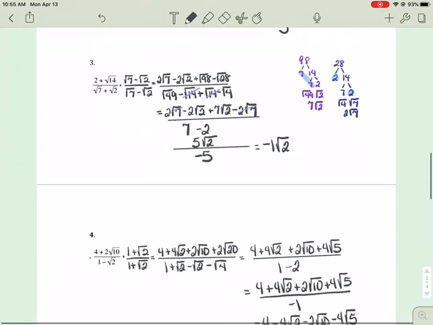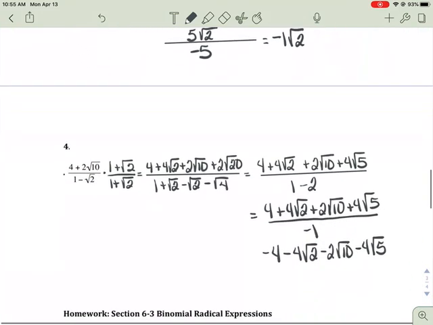All right, so let's take a look and see if you got the same answer as I did. So our conjugate would be 1 plus the square root of 2, both numerator and denominator. FOIL. Okay, so I got 4 plus 4 square roots of 2 plus 2 square roots of 10 plus 2 square roots of 20 over 1 plus the square root of 2 minus the square root of 2 minus the square root of 4. All right, so I simplified the square root of 20 to 4 square roots of 5.